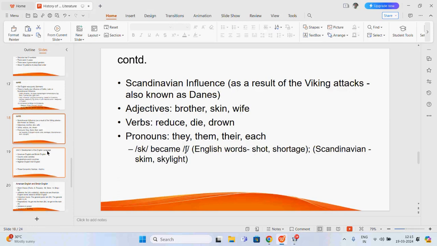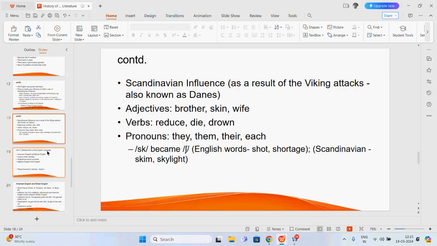The Scandinavian influence on Old English is basically because of the result of the several Viking attacks. The Vikings are also referred to as the Danes. So what are some words that were influenced by the Danes or the Vikings, or what is the Scandinavian influence on Middle English? In the use of adjectives, we have the verbs taken from the noun forms: brother, skin, wife, verbs where we are talking about reduce, die, drown, pronouns they, them, their, each, all from the Scandinavian influence.